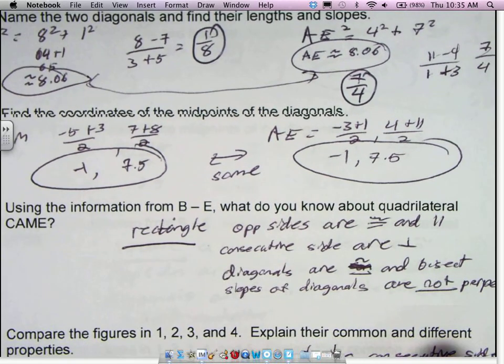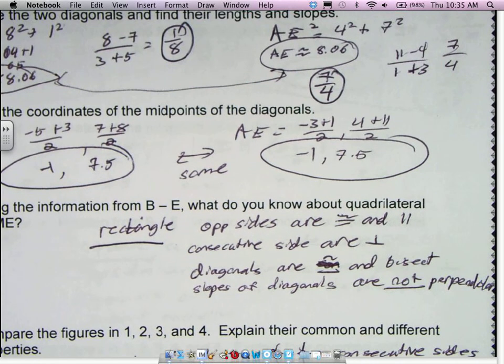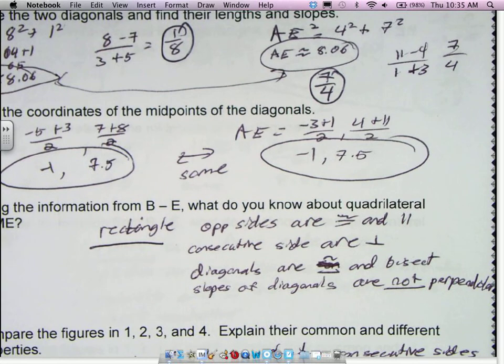Okay, I'm going to move it up so we can't see C anymore, so you can see F. It's a rectangle because opposite sides are congruent and parallel. Consecutive sides, what does consecutive mean again? Next to each other. Next to each other are perpendicular. Diagonals are congruent and they bisect. The slopes of diagonals are not perpendicular.